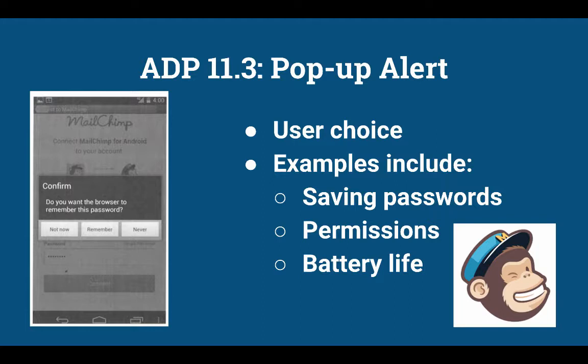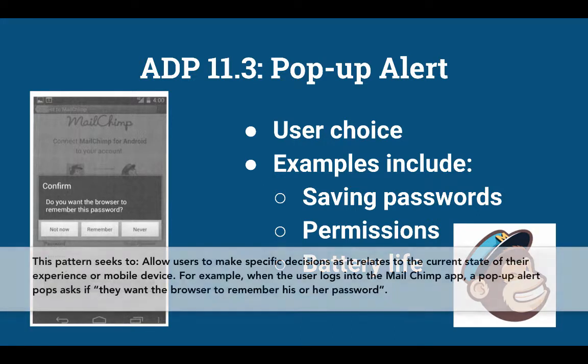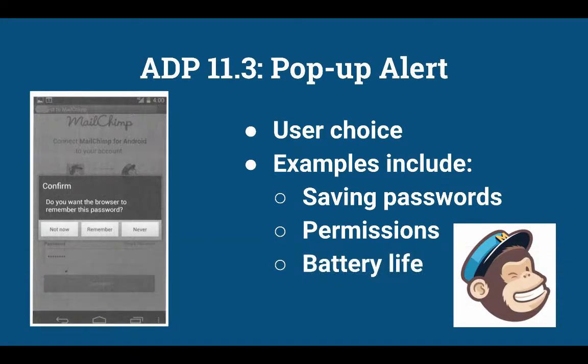This Android design pattern is probably another familiar pattern that you have come across when interacting with your mobile device. Pictured here is an image from the MailChimp app, which enables users to manage their email marketing needs. The design pattern captured here is the pop-up alert. This pattern seeks to allow users to make specific decisions as it relates to the current state of their experience or mobile device. For example, when the user logs into the MailChimp app, a pop-up alert asks if they want the browser to remember his or her password.